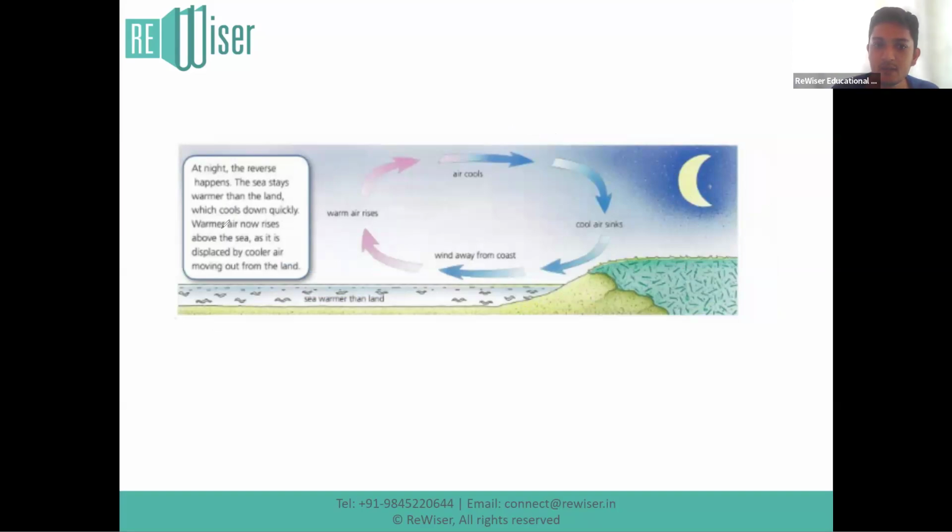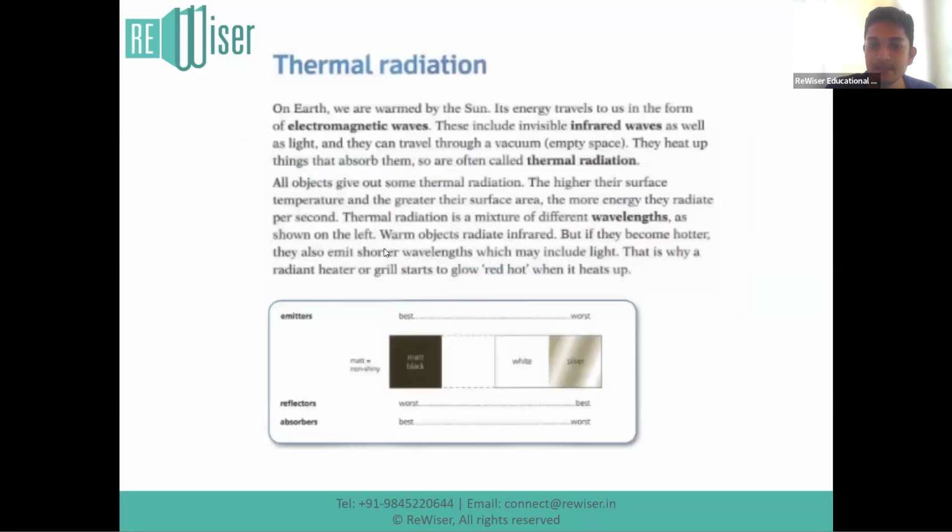Due to this, warm air will now rise above the sea. It will blow towards the land, called a sea breeze. And again, this will sink, causing a land breeze to go away from land to the coast. This is simply owing to the fact that the sea is much warmer than the land at night, whereas the land is much warmer than the sea during the daytime. These are what cause the land breeze and the sea breeze.